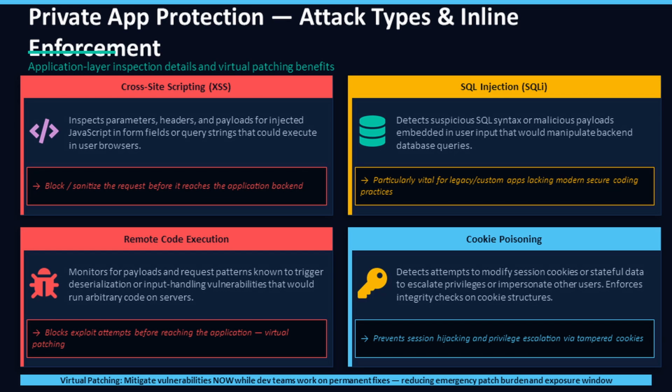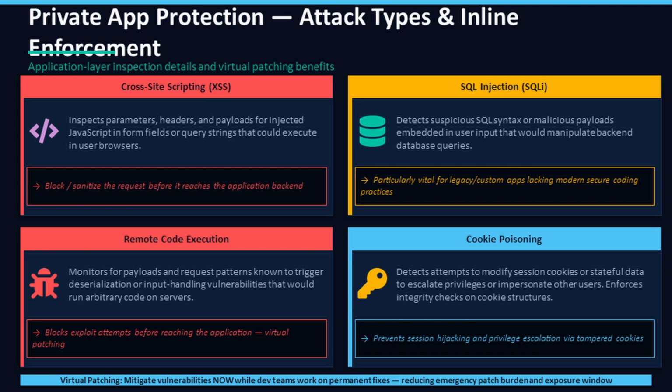Let's walk through the specific attack types that private app protection defends against, and then discuss the important concept of virtual patching. Cross-site scripting, XSS, is an attack where malicious JavaScript is injected into web pages or application responses, where it then executes in the browsers of users visiting those pages. Private app protection inspects HTTP requests and responses for injected script content in form fields, query strings, headers, and payloads. When it detects malicious script patterns, it can block or sanitize the request before it reaches the application backend. This is particularly important for applications that display user-generated content.